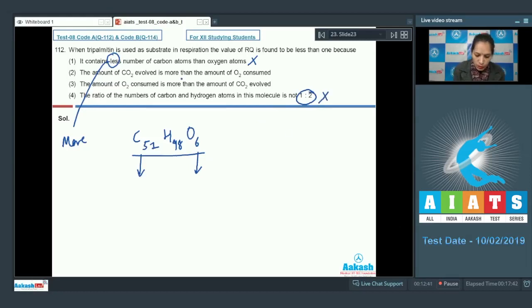Now, second, the amount of CO2 evolved is more than the amount of O2 consumed. No. Why? Because the RQ is less than 1, which is 0.7. And RQ is 0.7 when it is possible when the denominator is high, meaning the oxygen consumed should be high as compared to CO2 evolved. So the correct option for the given question is option number 3. Let's move to the next question.